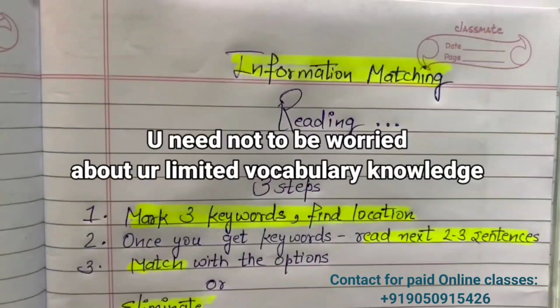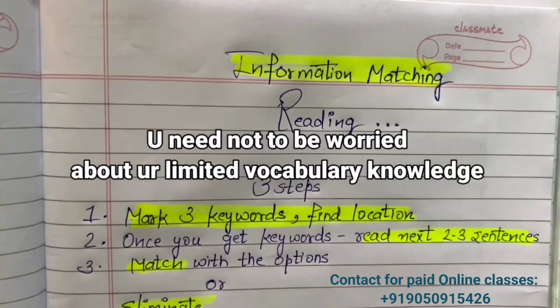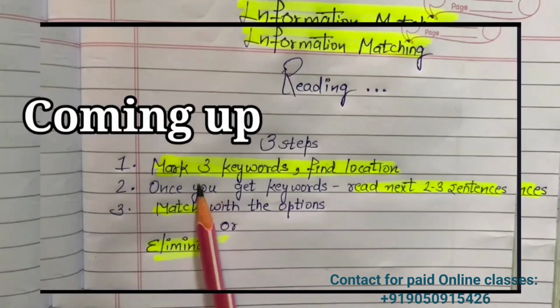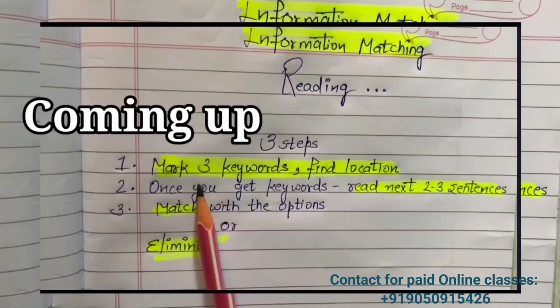What if I tell you can crack IELTS reading exam without even having the sufficient information of IELTS reading vocabulary? Key information that you have to keep in your mind is that out of those 3 keywords, at least 1 or 2 keywords will be given as they are given in the question.